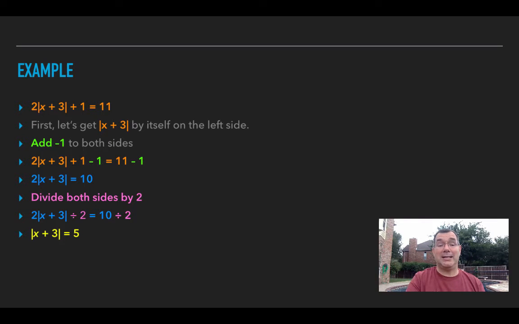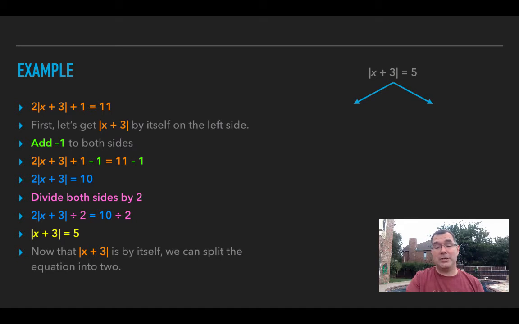So now I have isolated the absolute value, and I'm ready to split this equation into two equations. Okay, so there it is. The first time I do this, I just drop the absolute values, and I get x plus 3 equals 5. So let's solve that one by subtracting 3 or adding negative 3 to both sides. And if I do that, the left side becomes x, the right side becomes 2.